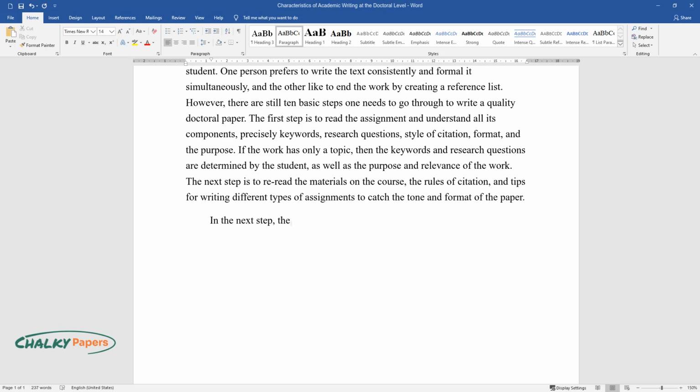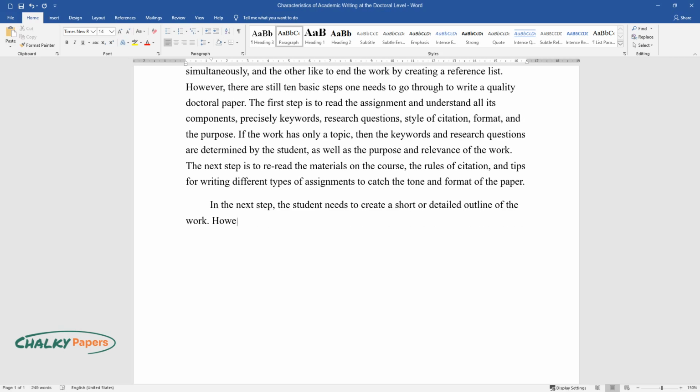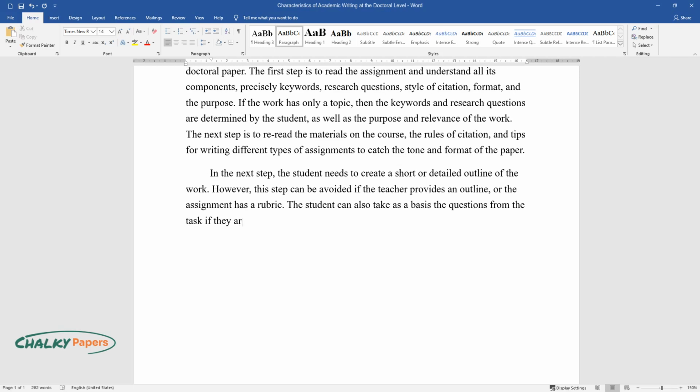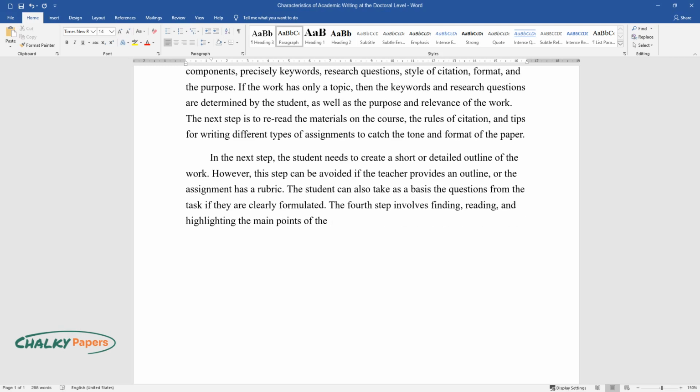In the next step, the student needs to create a short or detailed outline of the work. However, this step can be avoided if the teacher provides an outline, or the assignment has a rubric. The student can also take as a basis the questions from the task if they are clearly formulated. The fourth step involves finding, reading, and highlighting the main points of the sources.